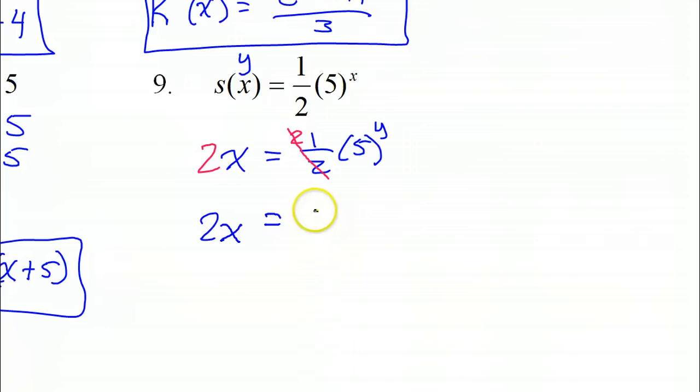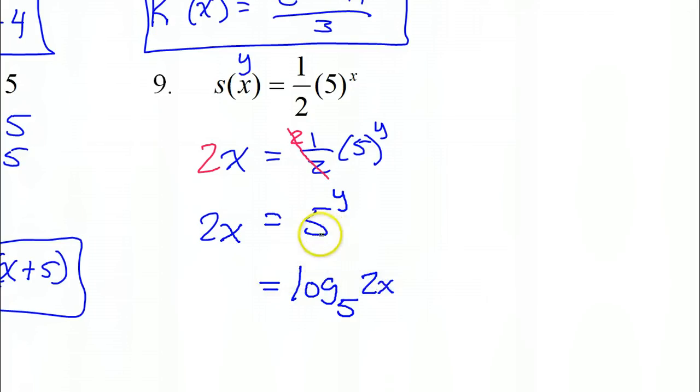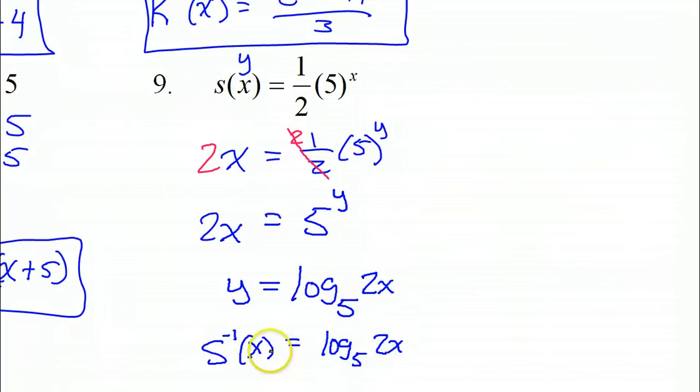Now it's time to go ahead and rewrite this in log form. So this would be log base 5 of 2x equals y. So this is what we would have in log form. And that's it. Y is already by itself. I'll just put the s back in. So this will be s inverse equals log base 5 of 2x. So that is number 9.